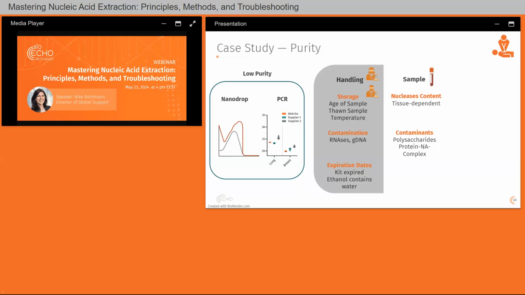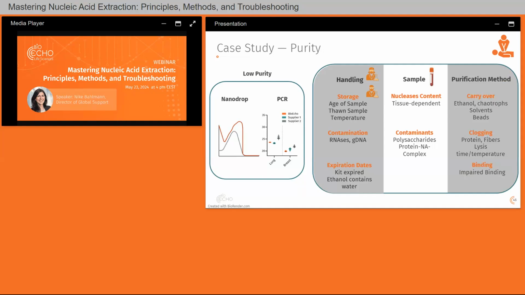If your kit is expired, it could sometimes happen that the lysis buffer, for instance, is not active anymore. And this means that our lysis is not effective, which leads not only to low yield, but more importantly, low purity. So if you have low purity samples, check the expiration date of your kits. Very important, if you're dealing with ethanol, always make the ethanol fresh, because ethanol quickly takes up water. So if you start with a 70% solution, it could be that it's already at 40% after a week.